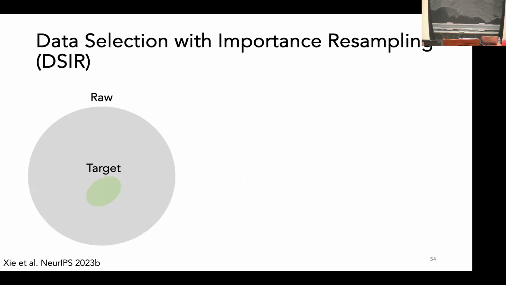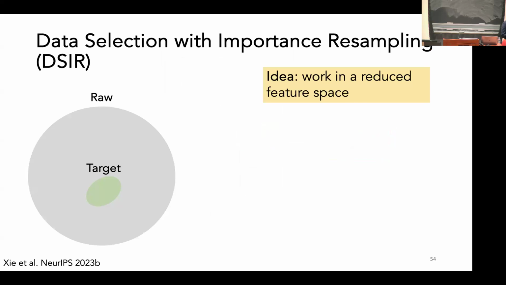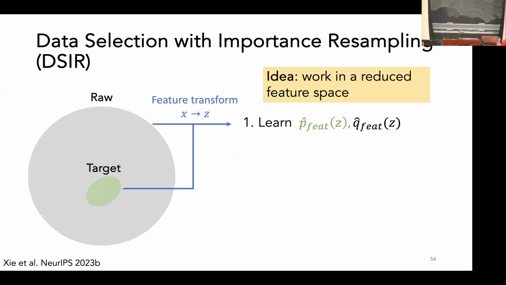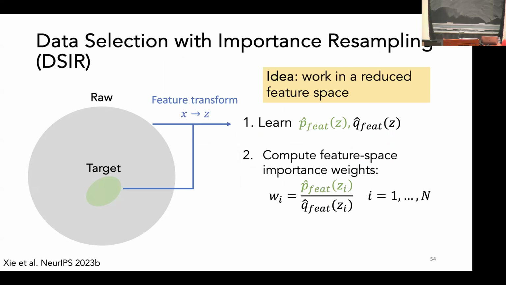And so our algorithm, data selection with importance resampling, or DSIR, works around this by working in a reduced feature space. So the idea is to take the raw and target data sets and transform them into a feature space. We learn feature space distributions of the raw and target. We use these feature space distributions to compute feature space importance weights, and then we plug them into the importance resampling algorithm. And so the big question that remains is, what feature space should we use?